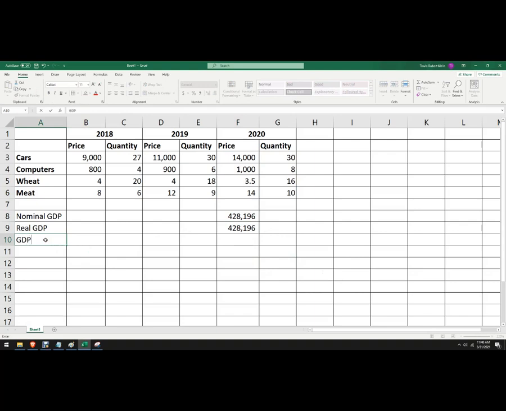Then we'll do the GDP deflator. The GDP deflator is the nominal divided by the real. Put this guy in parentheses so we don't want Excel to get confused, times 100. We're going to get 100. So that's the GDP deflator there.